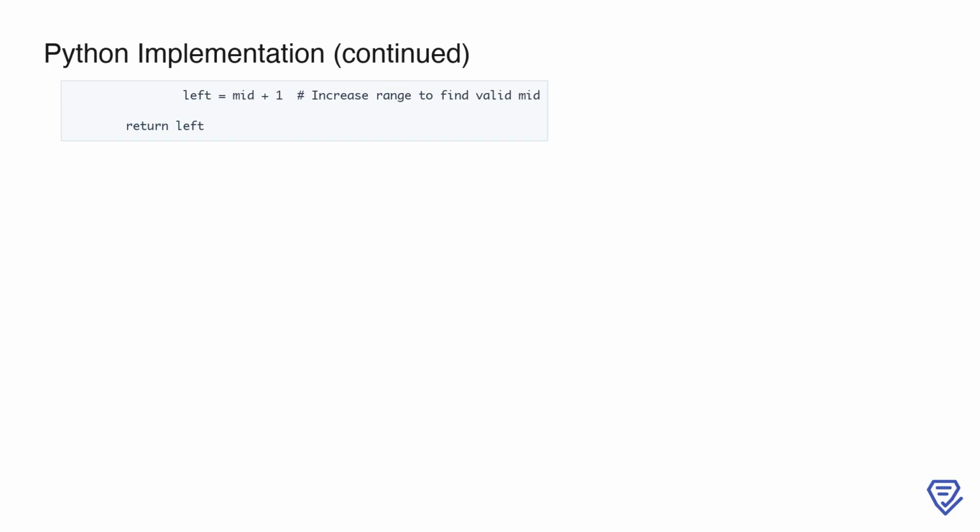Once the loop terminates, the left pointer will represent the smallest possible maximum value that satisfies all the constraints, and we return it as the result. This binary search approach ensures that we efficiently find the minimum maximum value while adhering to the problem's requirements.